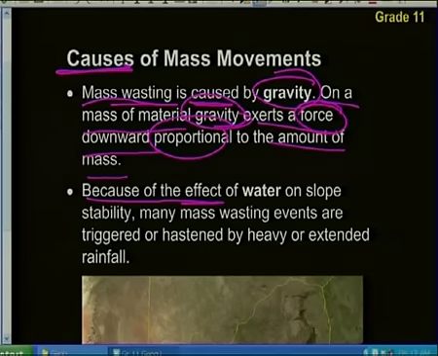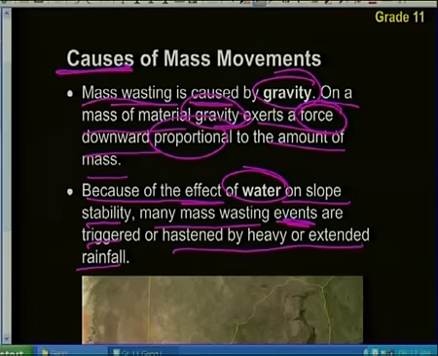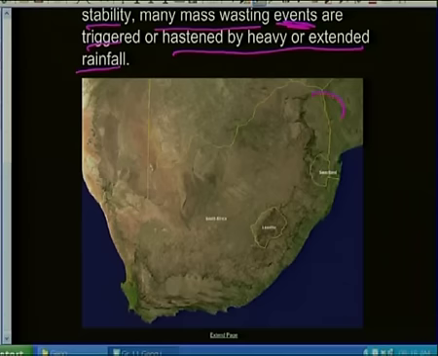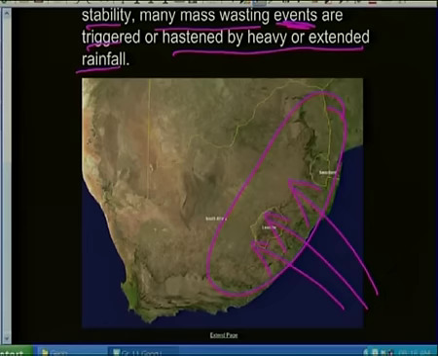Because of the effect of water, which is a key component of any mass movement, on slope stability, many mass wasting events are triggered or hastened by heavy or extended rainfall. If we look at the South African climate areas and the nature and amount of rainfall in South Africa, we would expect the following. The East Coast, largely influenced by the South Indian High bringing warm moist air, results in a lot of rainfall in this area. Most mass movements occur along the east coast of South Africa.